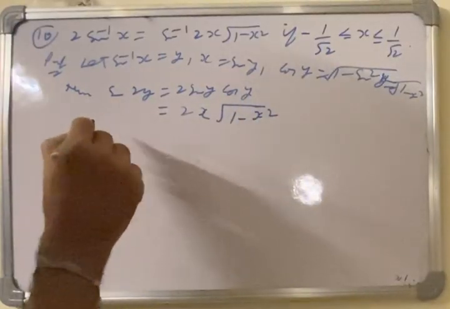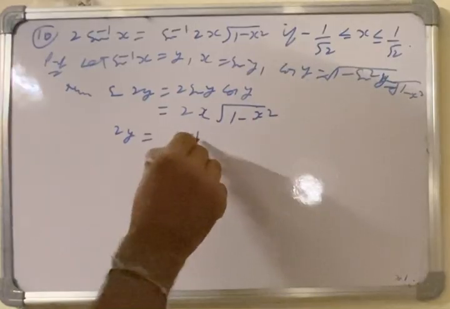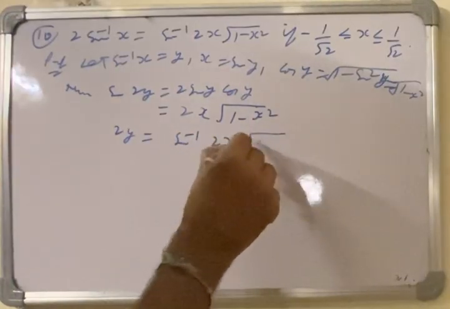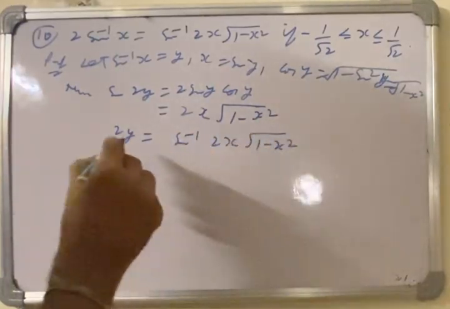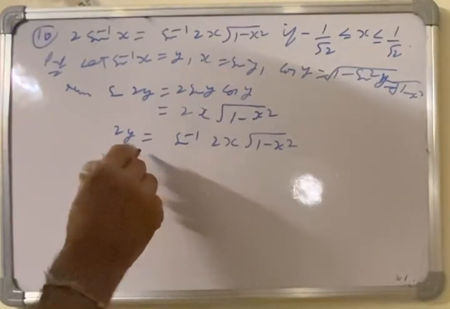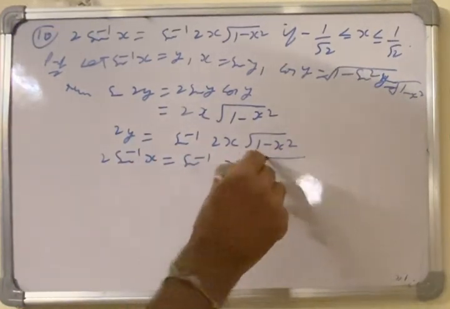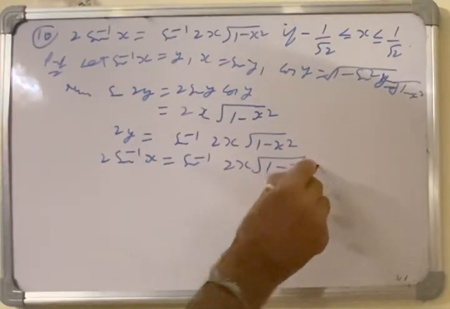Therefore, 2y is equal to sine inverse 2x into square root of 1 minus x square. Putting the value of y, 2 sine inverse x is equal to sine inverse 2x into under root of this.